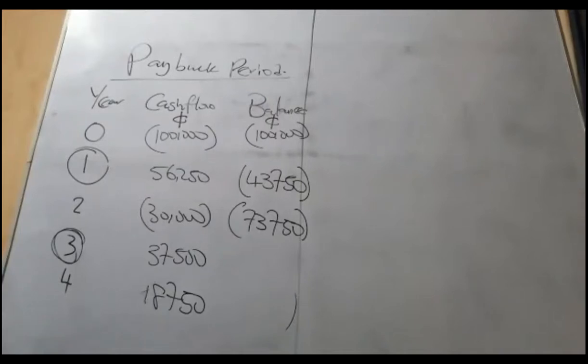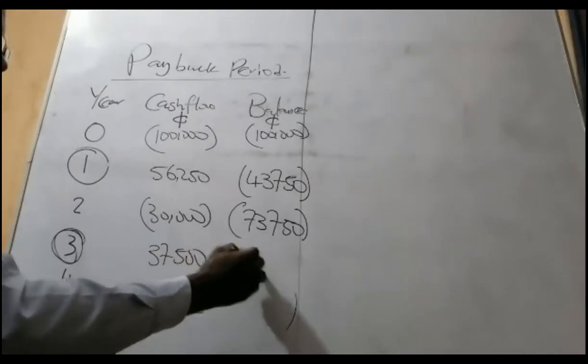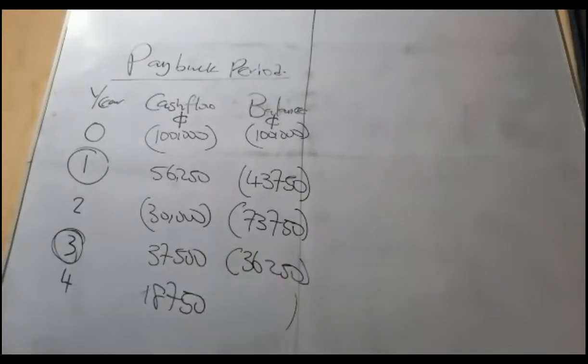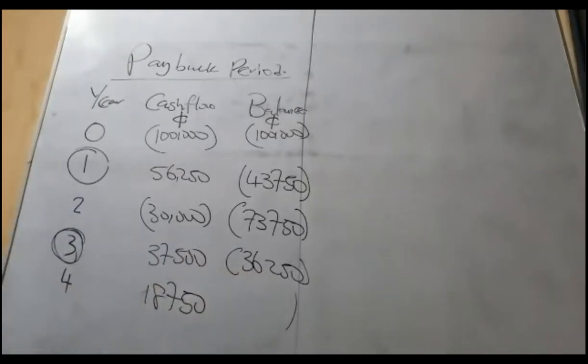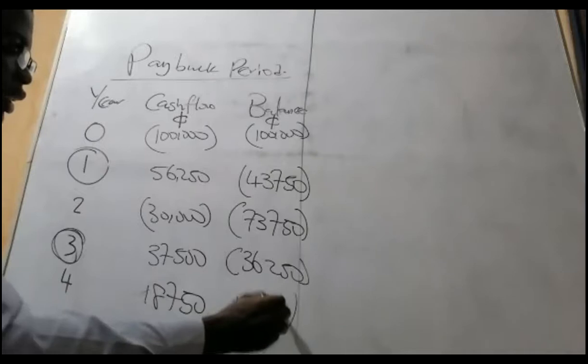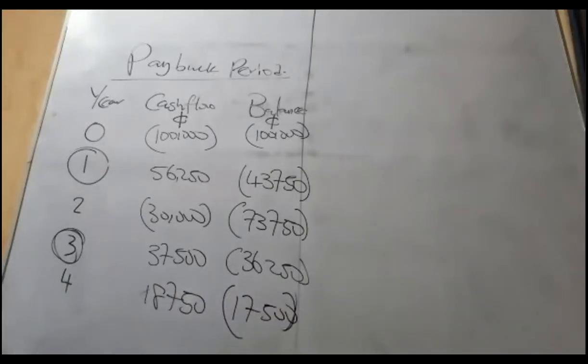Good. So 37,500 will give us 36,250. Then in the last year, they still had 36,250 to go, but they have 18,750. Let's use it to offset some of the loss. And that'll give us 17,500. But they still have 17,500 to clear.